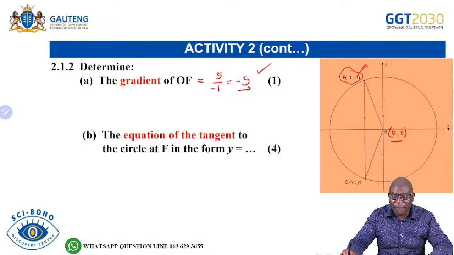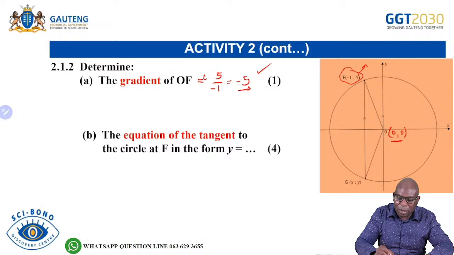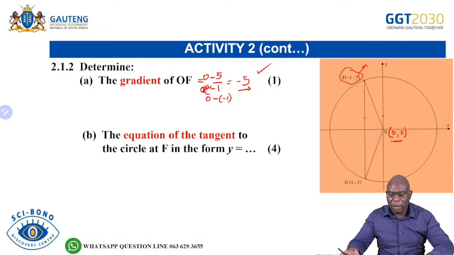Okay. Want to work it out? It will be 0 minus 5 and 0 minus minus 1, sorry. So it will be 0 minus 5 over 0 minus minus 1, which is going to be minus 5 over 1, and then minus 5 over 1, which is the same as minus 5.